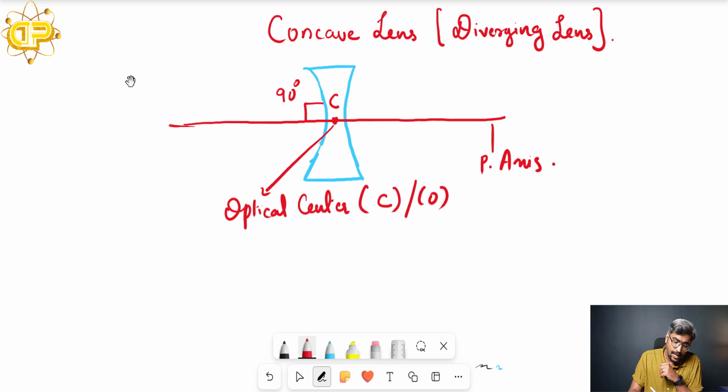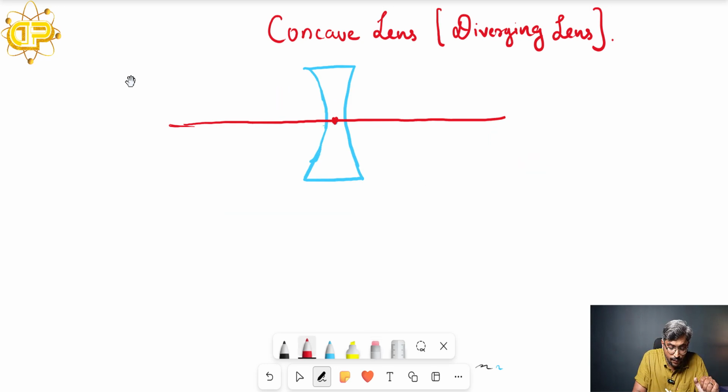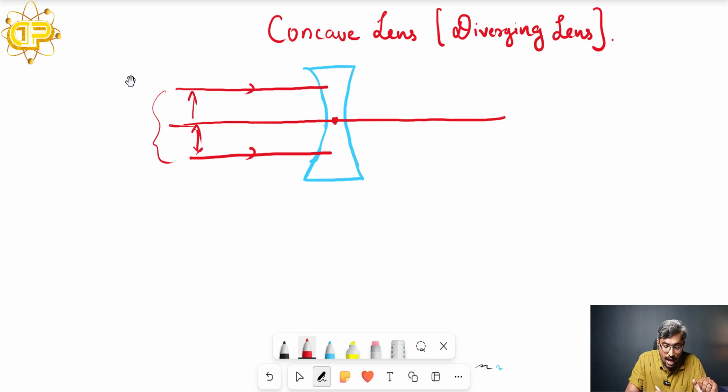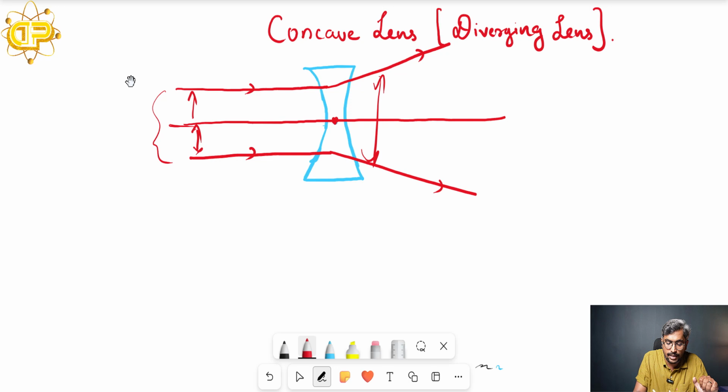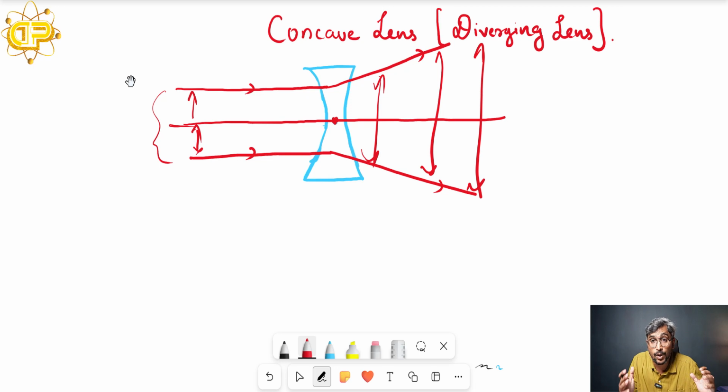If I am passing a beam of light, just say this is the first beam and this one is the second beam, and they are parallel to each other and parallel to the principal axis also. Then after refraction, you can see that the beams of light refract in such a fashion that they diverge from each other. They are moving apart, so we call it a diverging lens. In the case of a mirror, it was just the opposite. A concave mirror is known as the converging mirror.